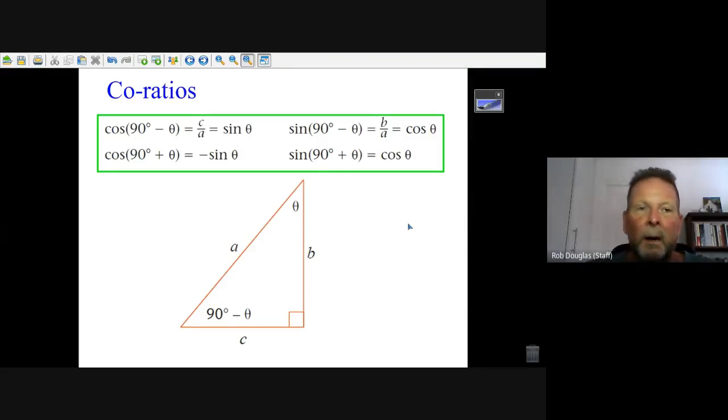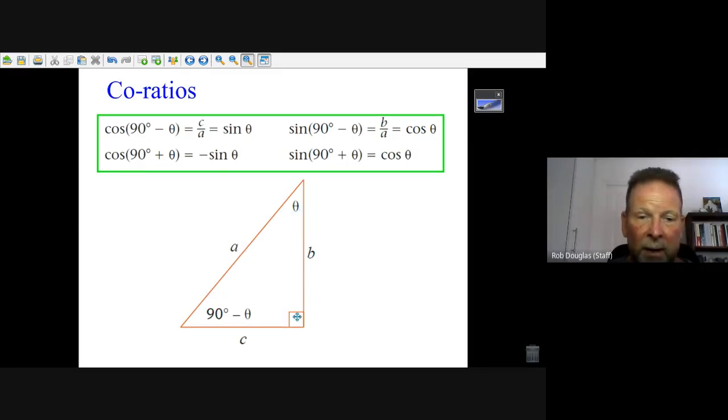Okay, now we're going to look at something that's pretty important called co-ratios. We're going to start out and figure out why co-ratios work. When you have the cosine of 90 degrees minus theta, if I've got this triangle here and that angle there is 90 degrees, and this angle up here is theta, then in order for this to be a triangle, it's got to add up to 180 degrees.